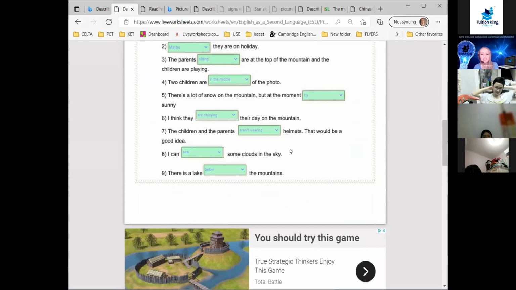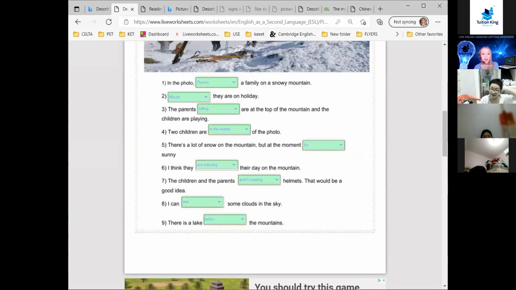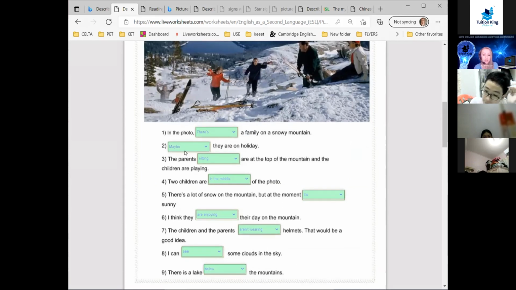Okay, let's look at this now. So now let's read this and see how this as a story would look like. In this photo, there is a family on a snowy mountain. Maybe they're on holiday. The parents are sitting at the top of the mountain and the children are playing. 2 children are in the middle of the photo. There is a lot of snow on the mountain, but at the moment it's sunny. I think they're enjoying their day on the mountain.